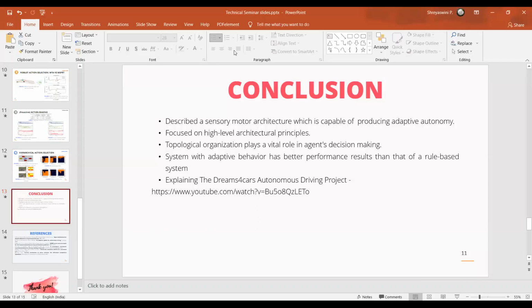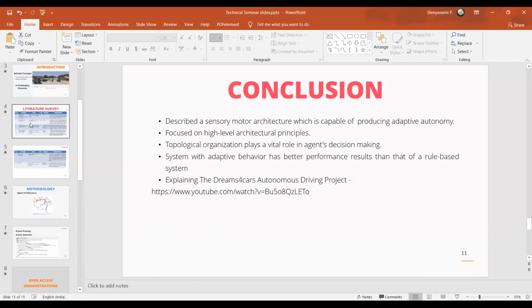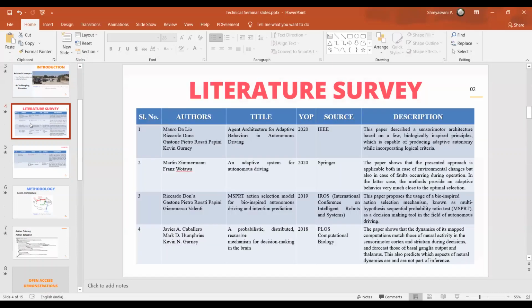Okay, sir. Can I ask a question? Yes, sir. Go to the literature survey part. Now, your third paper, bio-inspired autonomous driving. What is this bio-inspired autonomous driving? What do you mean by this one?